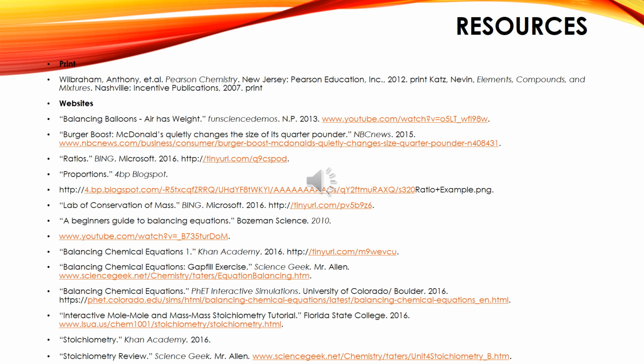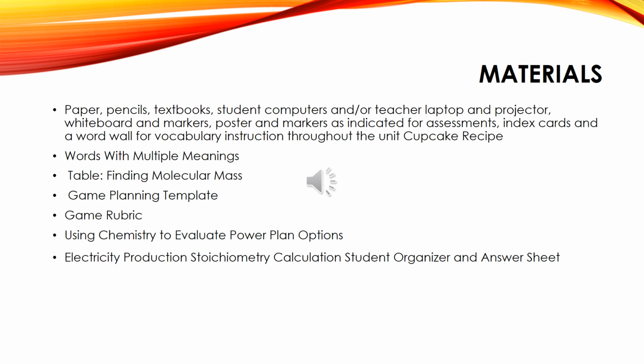Resources. Materials: paper, pencil, textbooks, markers as indicated for assessment, words with multiple meanings table, finding molecular mass, game planning template, game rubric, using chemistry to evaluate power plant options, electricity production, stoichiometry calculation, student organization, and answer sheet.